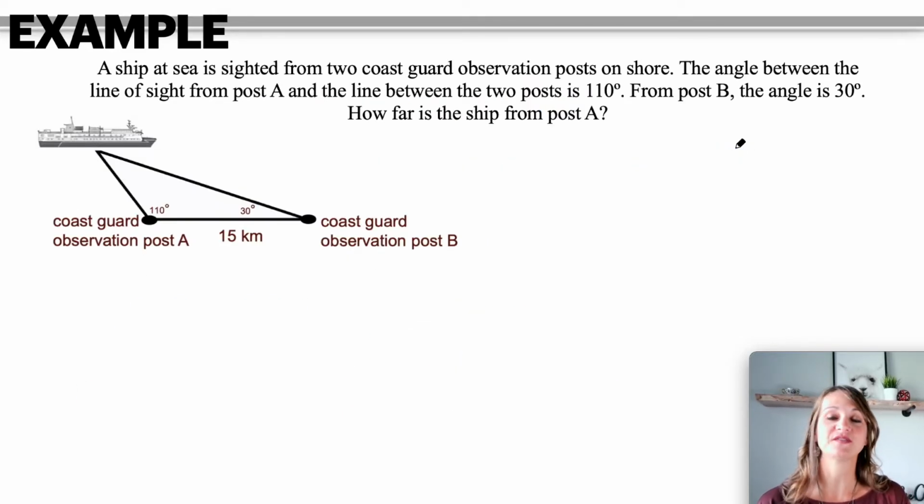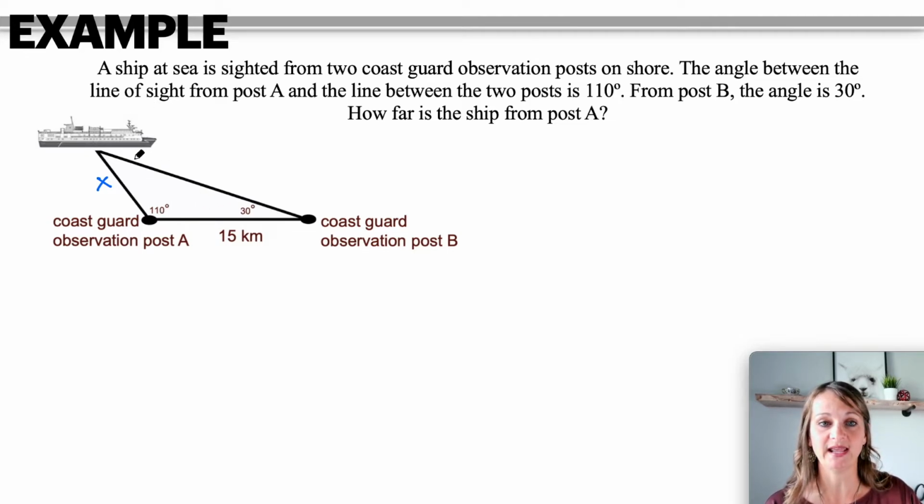Now, you can use law of sines with real-world connections. So in this case, let's say you have a ship that is sighted from 2 Coast Guard observation posts, and they state what the angle between those are. And they want to know what is the distance from the Coast Guard post A to the ship. So they're wanting to know that unknown variable. So the first thing you have to determine is, is there an angle and its opposite side to create a proportion from? At the moment there is not, but you can make one.